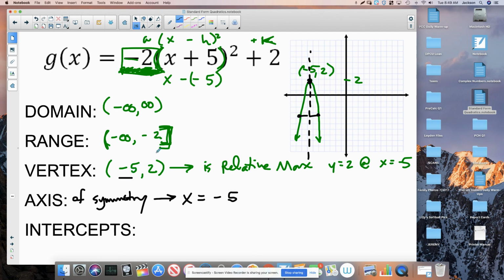Just like the range, I'm sorry, that shouldn't be a negative 2. I apologize. I'm just now seeing that. Maybe you saw that before and you're like, negative 2? What's he talking about? Sorry about that. The vertex tells us the y coordinate of the range, and it tells us the y coordinate of the relative min or max. The x coordinate of the vertex tells us where the axis of symmetry goes. We'll do another video here in a second about locating the intercepts of this function.